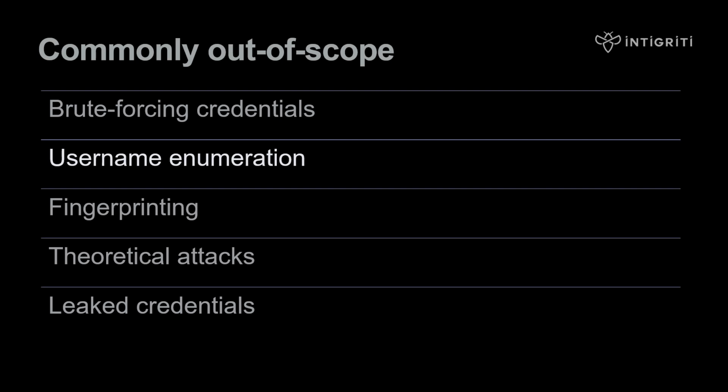So there are some scenarios where this is very important. For example, maybe with healthcare applications where the privacy of users and their names or email addresses is of significant importance. Fingerprinting techniques, which involves identifying specific technologies or software versions, are usually excluded from the scope as they don't represent direct security vulnerabilities, but rather provide information that could potentially be used in further attacks.